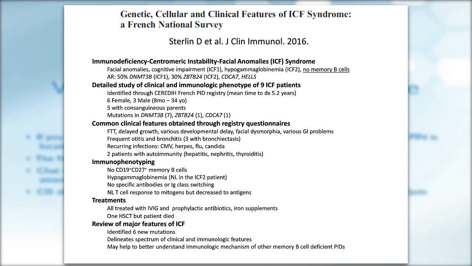So this is a very nice review of the major features of ICF syndrome. The authors did note that they identified 6 new mutations in the DNMT3B gene in this particular group. It's a very nice review that delineates the spectrum of the clinical and immunologic features, and perhaps this may help to better understand the immunologic mechanism of other memory B-cell deficient PIDs. So at this time, I will turn it back over to David.